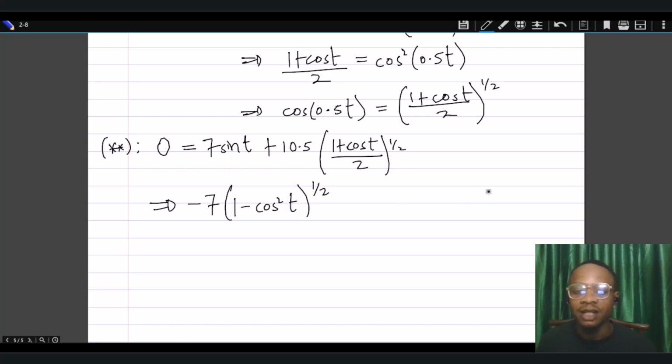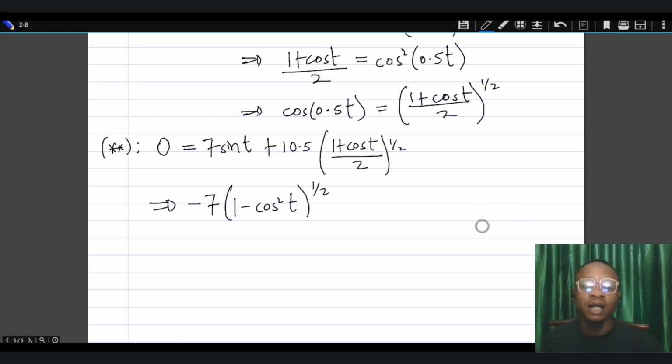Okay, from the fact that we have sine squared t plus cos squared t equal to 1, which means that sine squared t will be equal to 1 minus cos squared t. And if we solve that for sine t, that will be the square root of 1 minus cos squared t. So that's exactly what we have written here. Instead of square root, we wrote to the power of 1 over 2, which implies the same thing from knowledge of indices and powers.